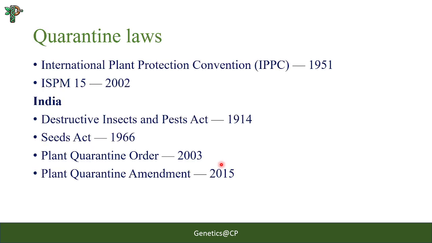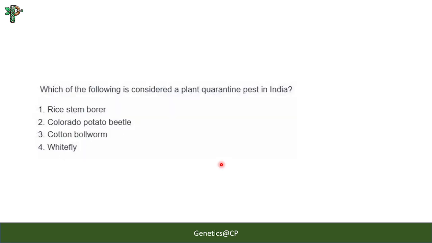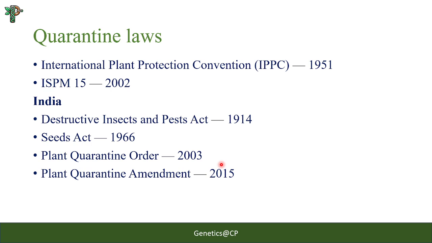Then we should also read about the important quarantine laws, and the chronology is also important. Last year there was a question asked about quarantine in India, and the answer was Colorado potato beetle. There are also questions like, for example, from which country the rice potato tuber was introduced. Regularly some questions are asked, and please refer to the training manual on the NBPGR website for this particular concept.